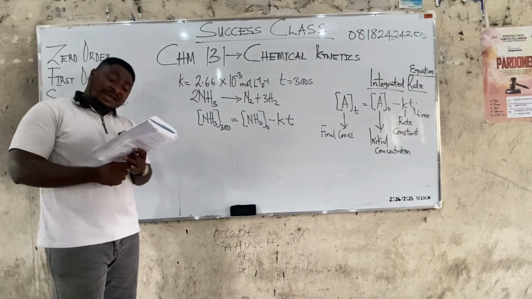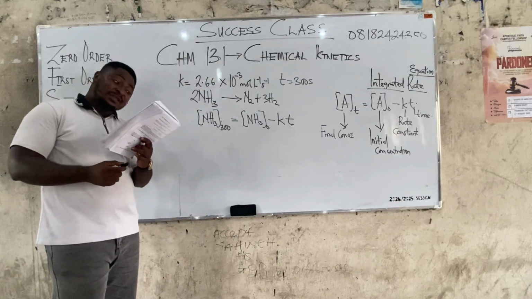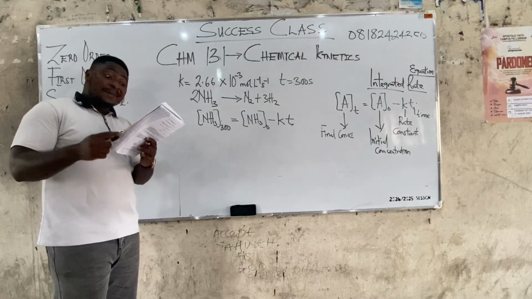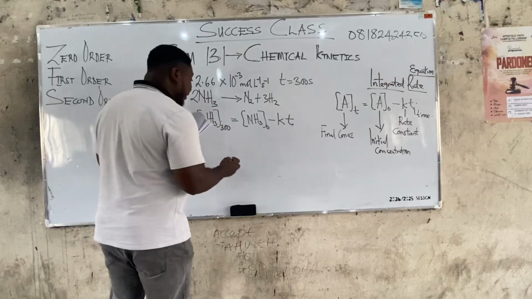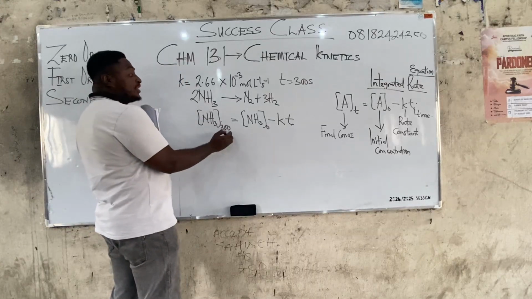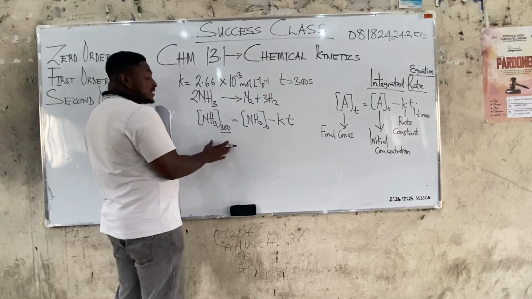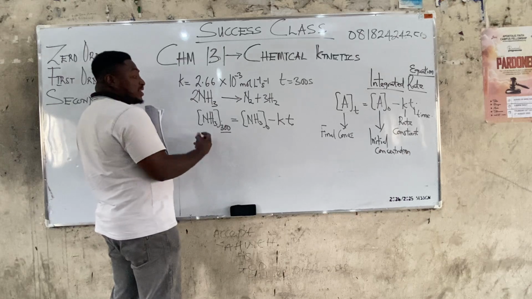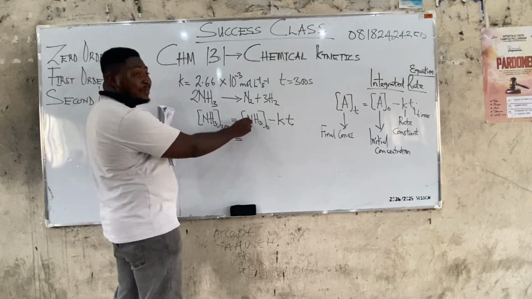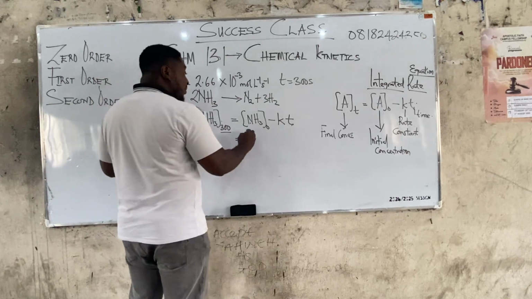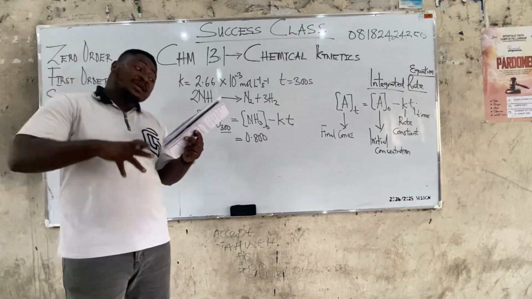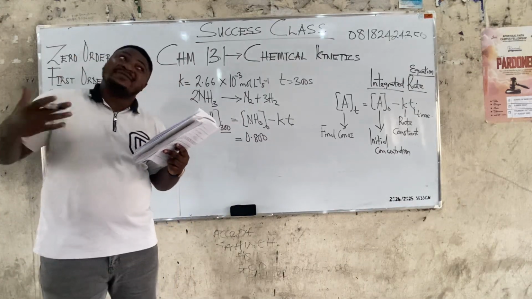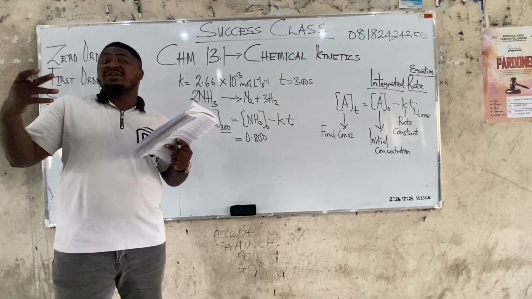Let's look at the question. Calculate the amount of 0.800 mole per liter of ammonia left after 300 seconds. That means what is the concentration of ammonia after 300? Class, why were they asking us this question? They already gave us the concentration of ammonia, which is 0.800. So the initial concentration was 0.800.